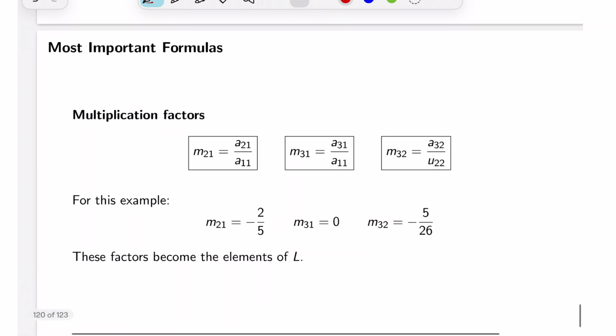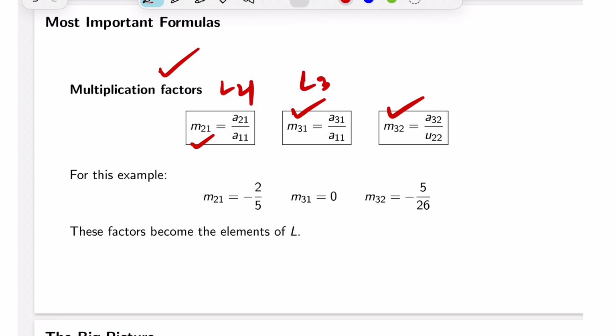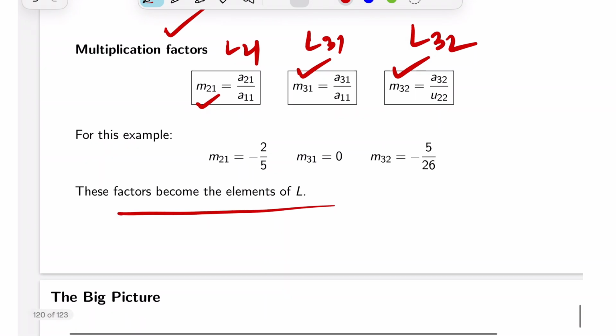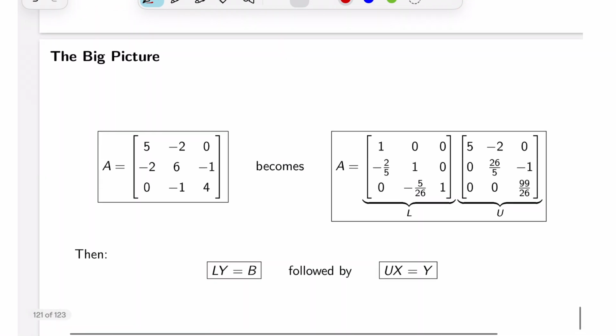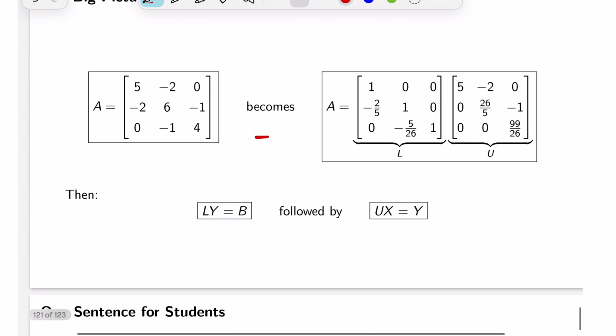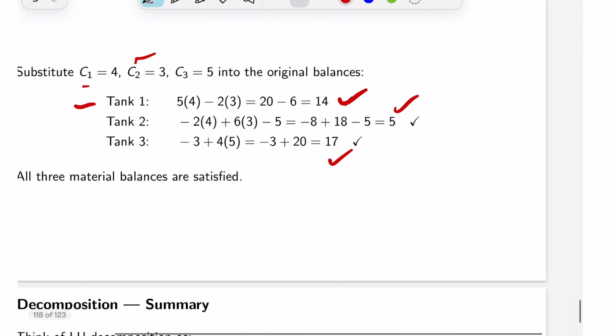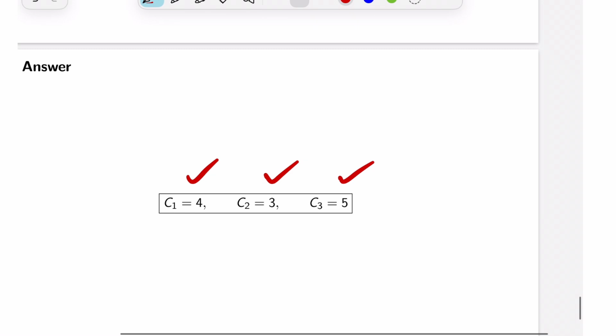Now here is the most important formula: we use the multiplication factors m21, m31 and m32, which are nothing but l21, l31 and l32. Based on that we get the lower triangular matrix. So here is the big picture: A becomes L and U, then Ly is equal to B, followed by Ux is equal to y. Based on that we get the three unknowns, c1 is equal to 4, c2 is equal to 3 and c3 is equal to 5.